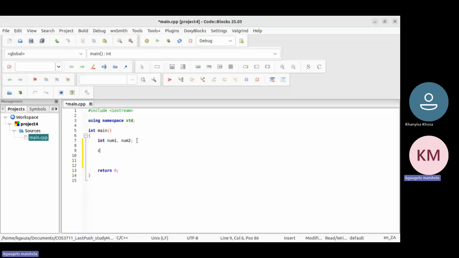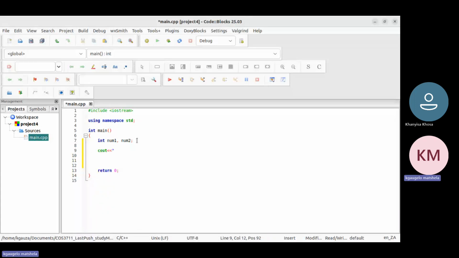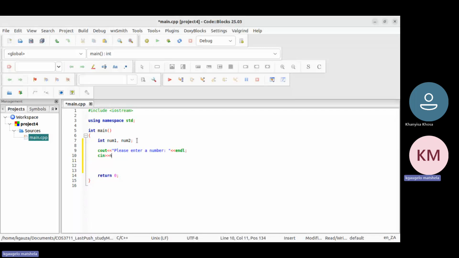So now we can ask the user to enter the two numbers, right? Or you can just say please enter a number. Then after that, I'm just going to enter my line. So for me, I'm just going to say number one there.